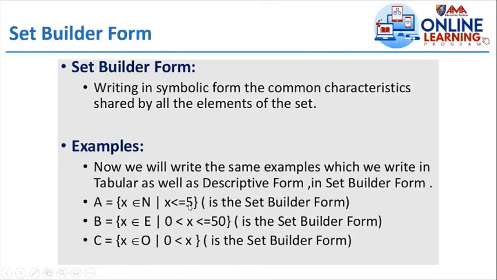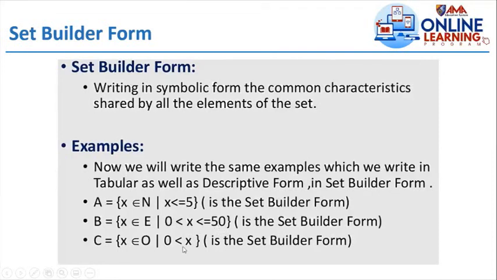Kasi the list of the first 5 natural numbers yon. Ayan. And then for the second, this is the set of even numbers up to 50. So that's why we have here X is element of E. E is the set of even numbers such that X is greater than 0 but less than or equal to 50. So that means included si 50.